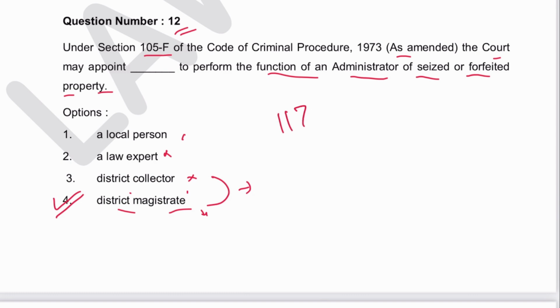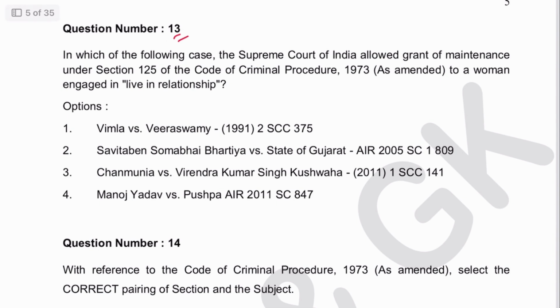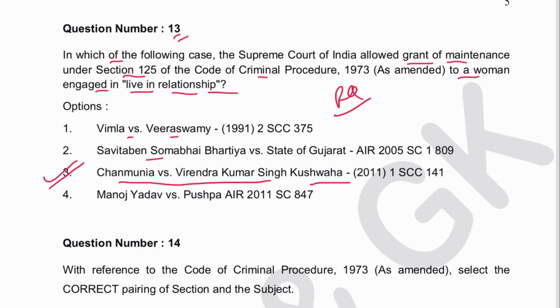Now the section has become section 117 in Bharatiya Nagrik Suraksha Sanhita. Next is 13. In which of the following case Supreme Court allowed grant of maintenance under section 125 CRPC to a woman engaged in a live-in relationship? This is a repeat question, it has been asked in Andhra. Vimala vs Veeraswamy no, Savitaben no, Chanmuniya vs Virendra Kumar Kushwaha. 3 is the answer.